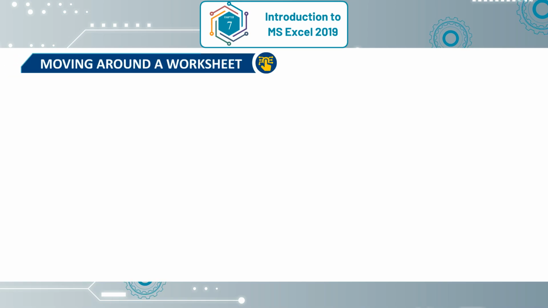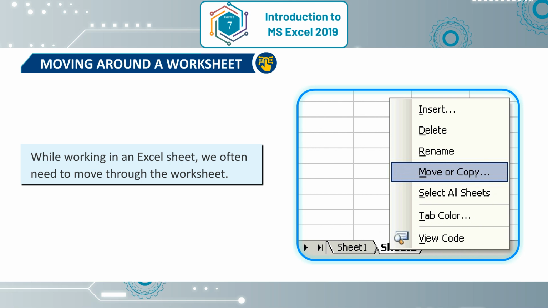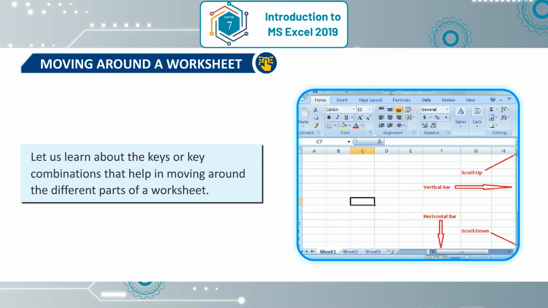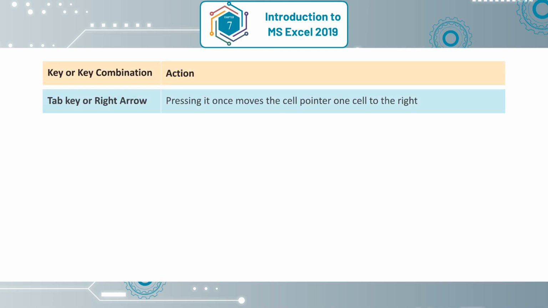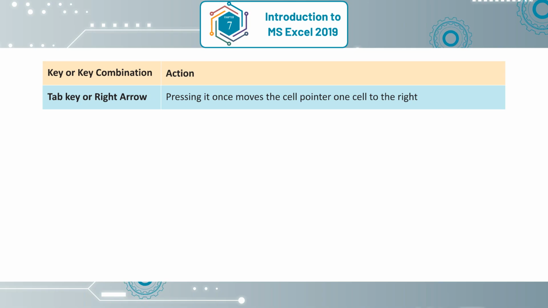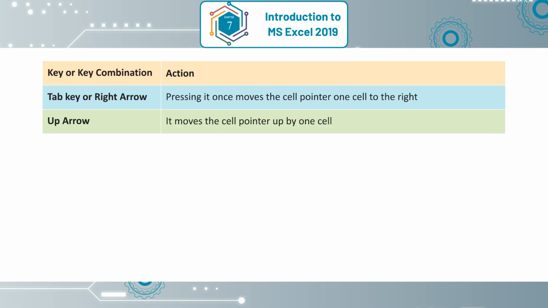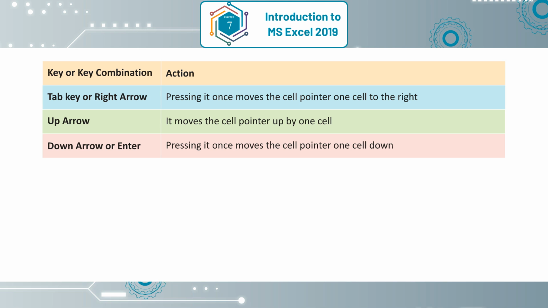Moving around a worksheet. While working in an Excel sheet, we often need to move through the worksheet. Let us learn about the keys or key combinations that help in moving around the different parts of a worksheet. Key or key combination, action. Tab key or right arrow: pressing it once moves the cell pointer one cell to the right. Up arrow: it moves the cell pointer up by one cell. Down arrow or Enter: pressing it once moves the cell pointer one cell down.